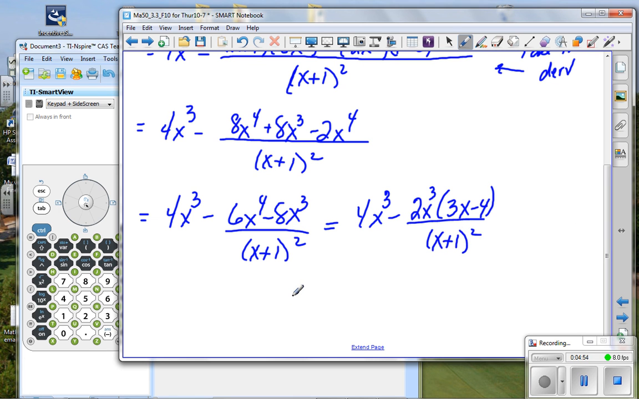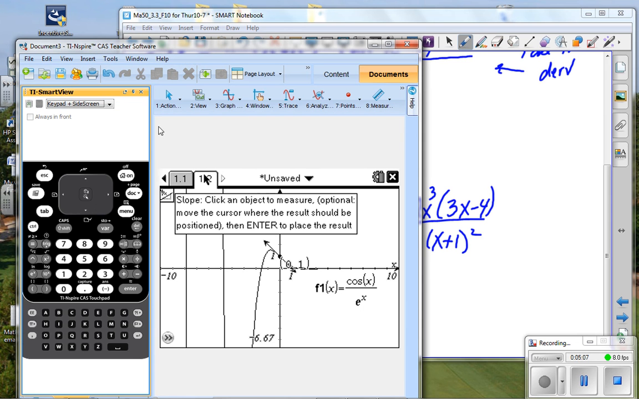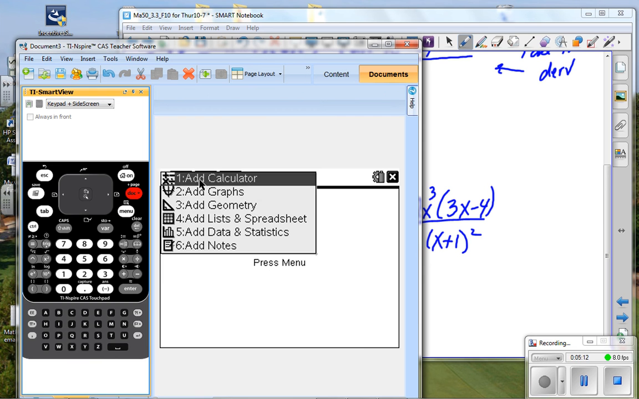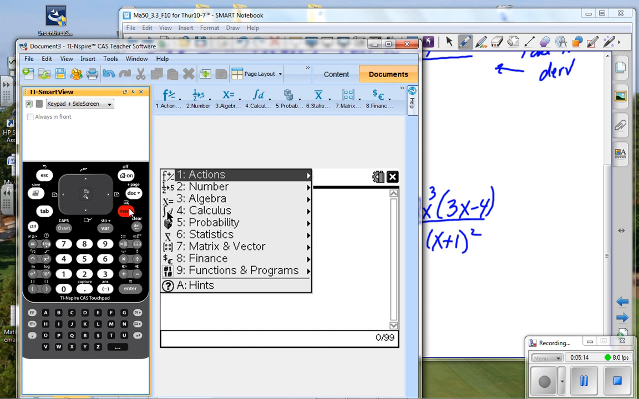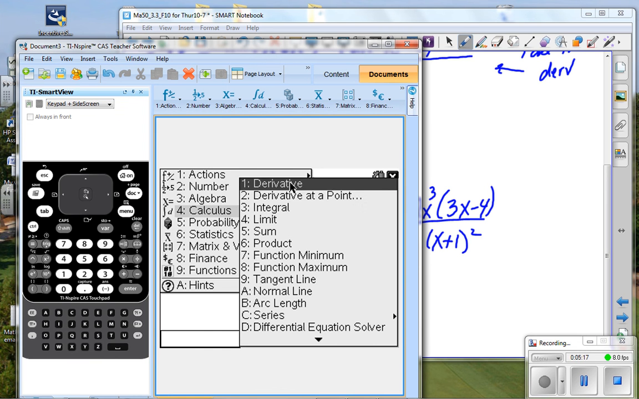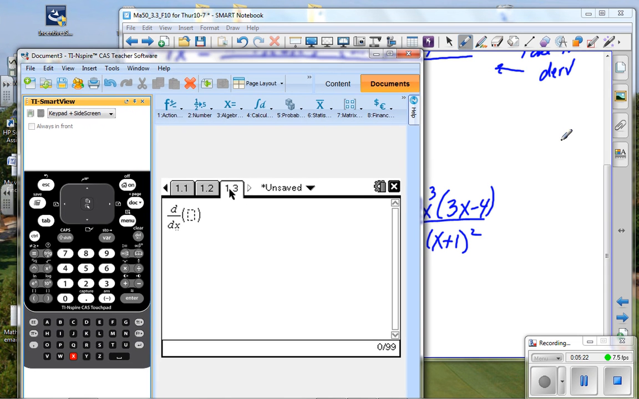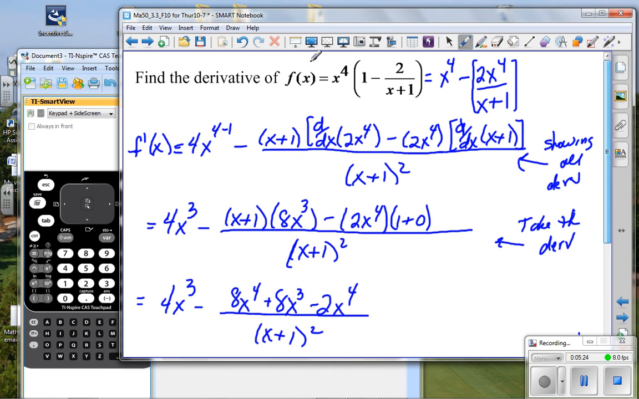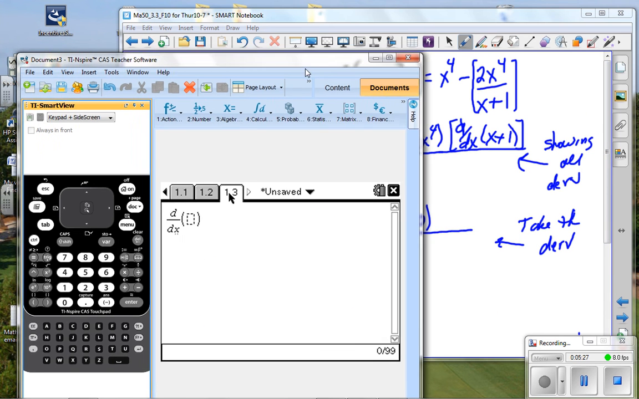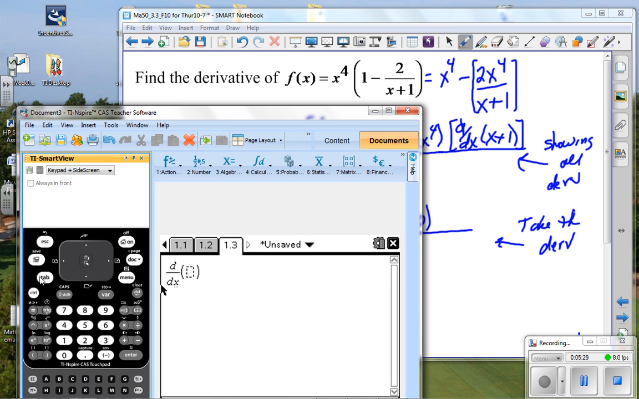And I would consider that to be done. Now, is that the answer that we're going to get from the Inspire? Well, let's give it a go and see. Let's go in and add a calculator. And let's go to calculus and let's find a derivative with respect to x of, and we need to go back and remember our original problem. Remember, always put in the original problem.